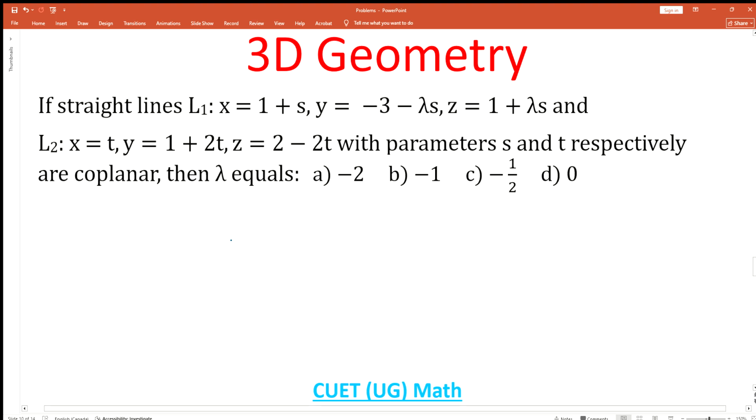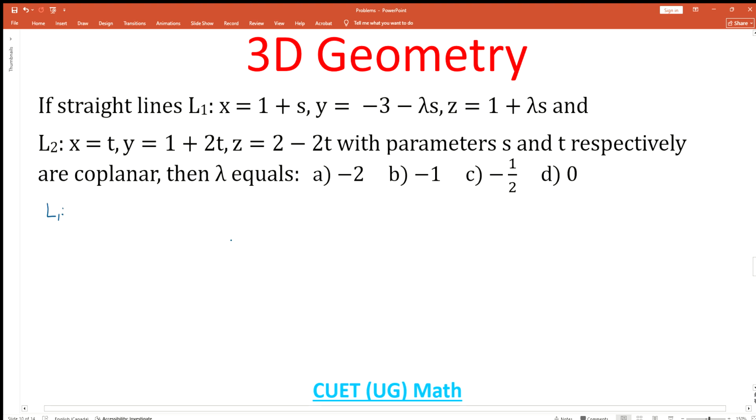Let's start by analyzing the given information. We are given the equations of the two lines in parametric form. The first step is to change these equations of lines into Cartesian form, which is also called symmetric form. Let's start with line L1.